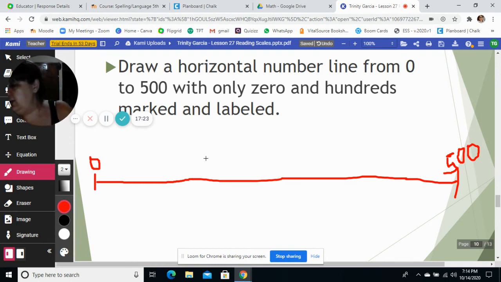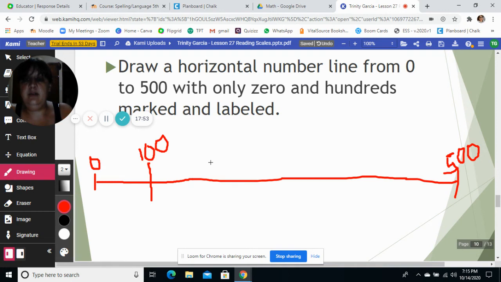Well, we should probably mark out 0 to 100, right? So 0 to 100. Now we don't need to draw all the lines because it told us just to mark hundreds. Okay, so here's 100. Okay, so when you're doing your homework, you need to read the directions carefully so you're not doing things you're not supposed to be doing.